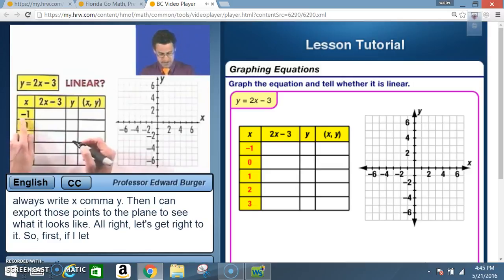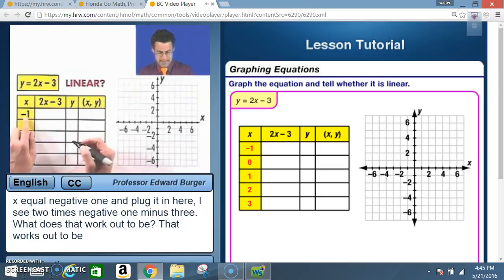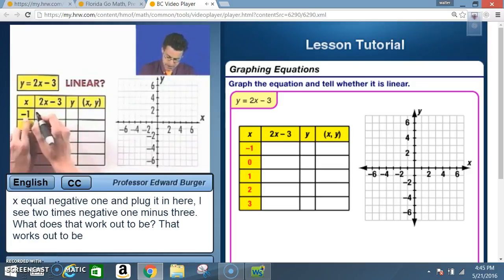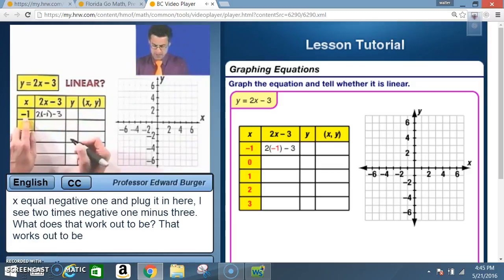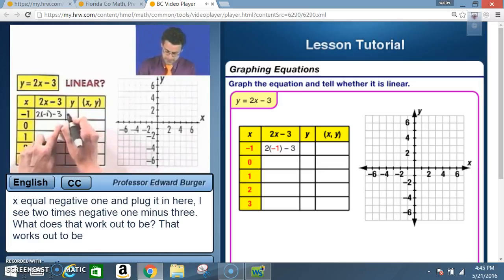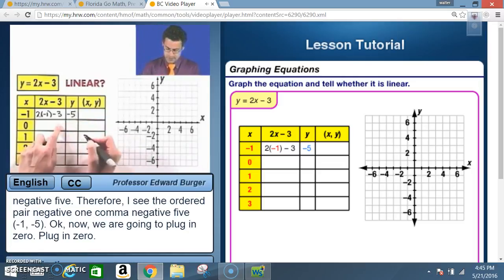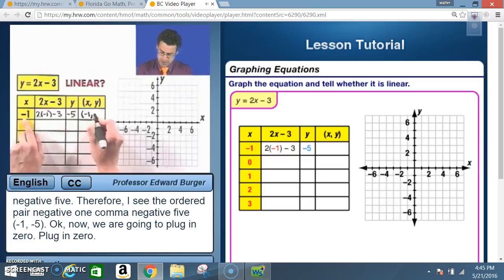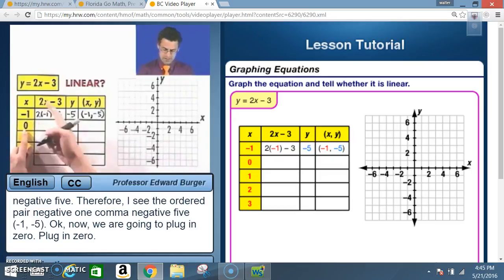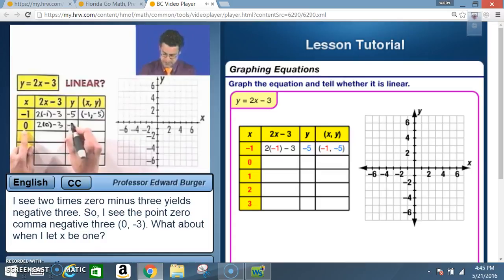So first, if I let x equal -1, and I plug it in here, I'll see 2 times -1 minus 3. And what does that work out to be? Well, that works out to be -5. And so therefore, I see the ordered pair -1, -5. Okay, now we can do it with 0. Plug in 0, I'd see 2 times 0 minus 3. That just yields -3. And so I see the point 0, -3.